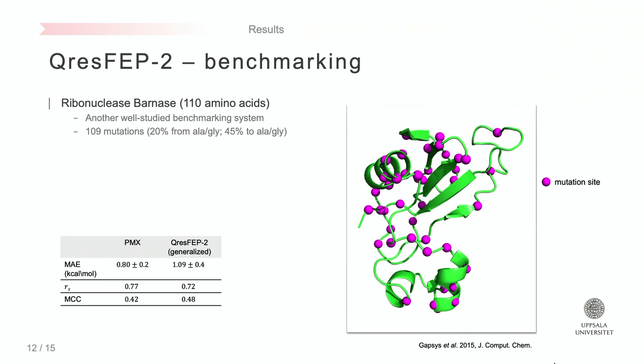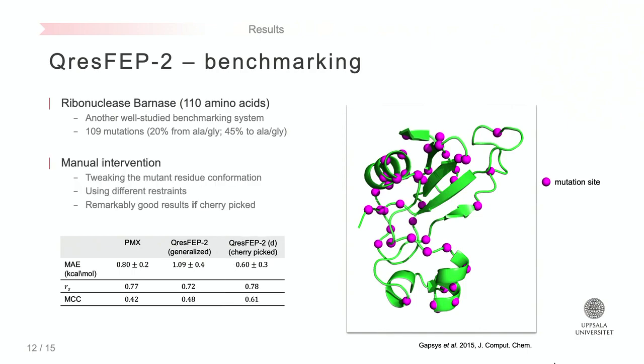So now I want to come back to this Barnase results slide to show that we did some manual intervention. Instead of the automatically generated mutant conformation, we tried to tweak it a bit and let it start in what we thought would be a better position. We tried different restraints, and from all these combinations, for each mutation, we picked the best result, which is of course cherry picking. But I wanted to show that the MAE drops down a lot. The performance is now really good.